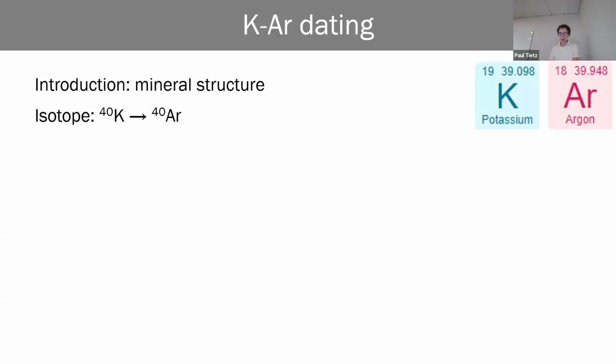a potassium isotope where we have these 19 protons to be the element of potassium, and then 21 neutrons, so one extra neutron gives us potassium-40, and then it will crystallize. As the magma begins to cool, we're forming these primary minerals out of magma. This potassium isotope gets incorporated into a mineral structure.